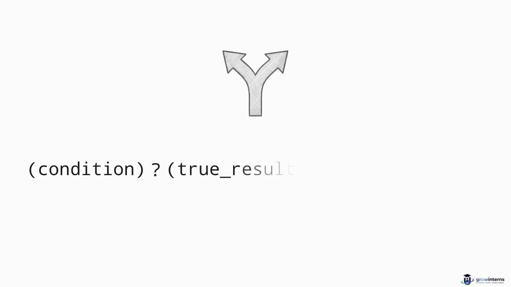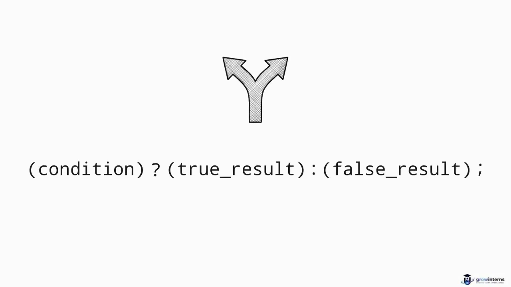To solve this, the industry standard is the conditional or ternary operator. This diagram breaks down the syntax. It evaluates a condition in parentheses. The question mark asks if the condition is true. If it is, the code executes the true result. The colon acts as otherwise, directing the code to the false result.